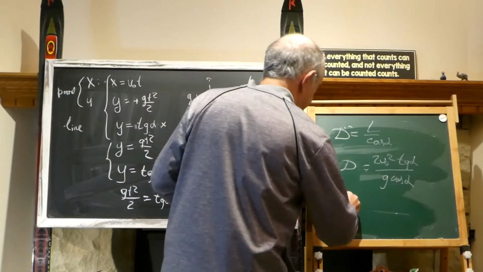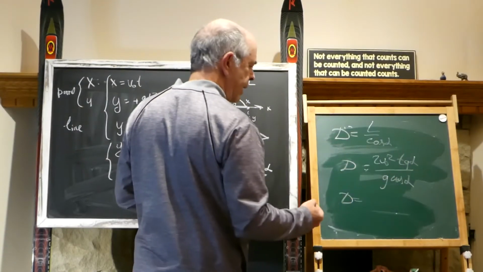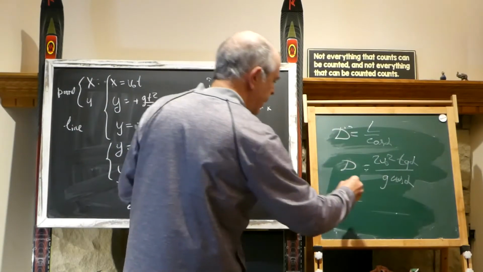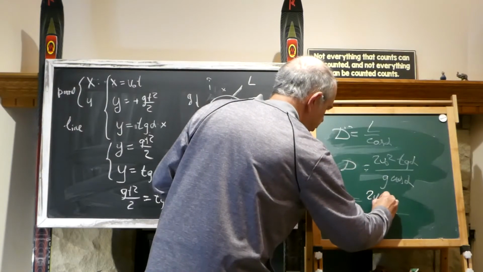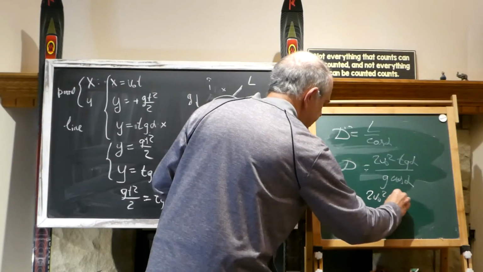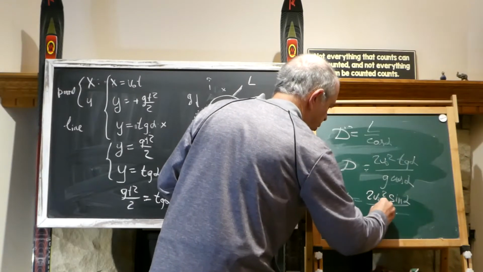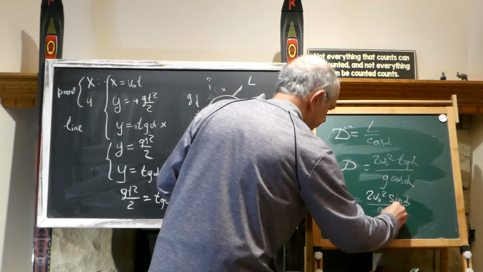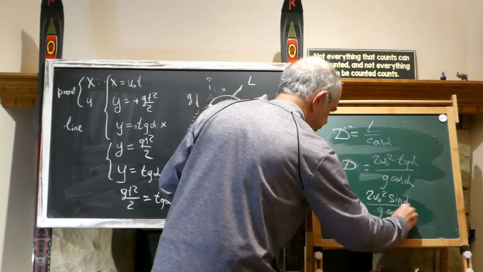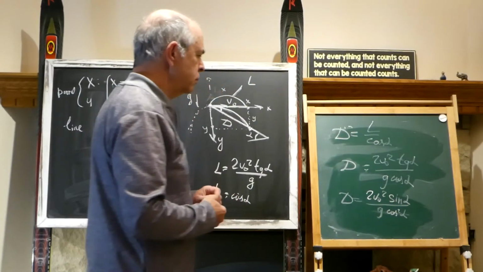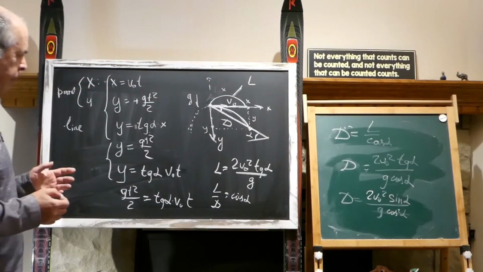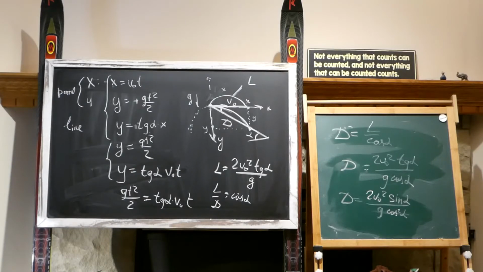And if you want, we can split tangent as a ratio of sine over cosine, and this will become 2V0 squared sine alpha divided over G cosine alpha. And basically, that's it about this problem.